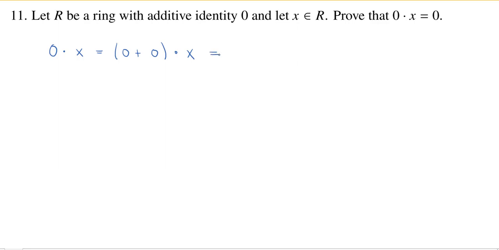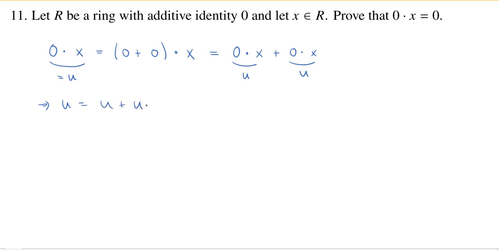Now, another one of the ring axioms is distributivity, which tells us if we add two ring elements and then multiply them by a single ring element, that will be the same as if we individually multiply those two ring elements by that one ring element, so 0 times x and 0 times x, and add them together. Now, we're not assuming that 0 times x is equal to 0. We just assume it's some element in the ring. So maybe we'll call it u. So our equation then becomes u equals u plus u.